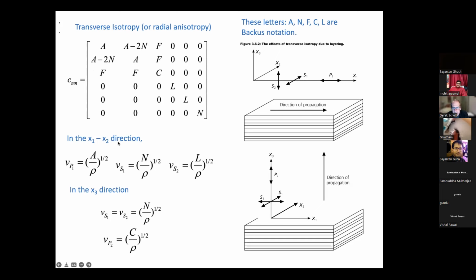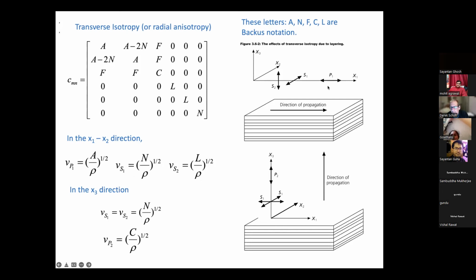In the x1, x2 direction, so this is x1 and x2 is in and out of the screen here, VP1 equals square root of A over rho, VS1 equals square root of N over rho, and VS2 equals square root of L over rho. And again, we're seeing shear wave splitting here. So shear waves will split into 2 orthogonally polarized or nearly orthogonally polarized separately traveling waves. In the x3 direction, so going vertically, we see VS1 equals VS2, and those both equal the square root of N over rho.